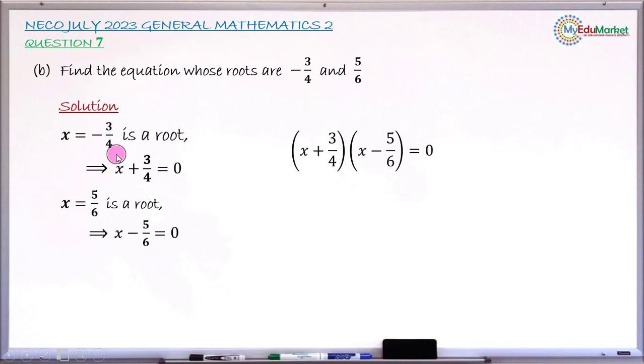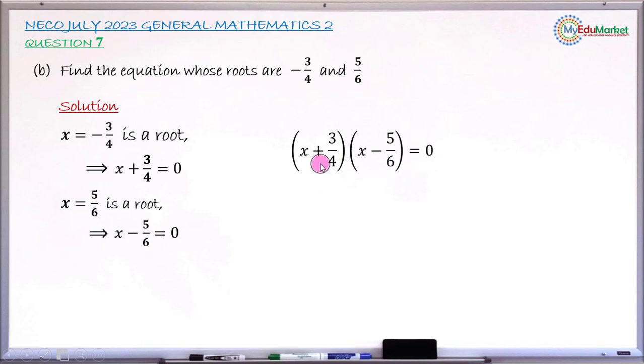So writing x plus 3 over 4 in the bracket, multiplied by the second bracket, which contains x minus 5 over 6, because each of these expressions is equal to 0. So multiplying the two expressions, eventually I must get 0 as the answer.